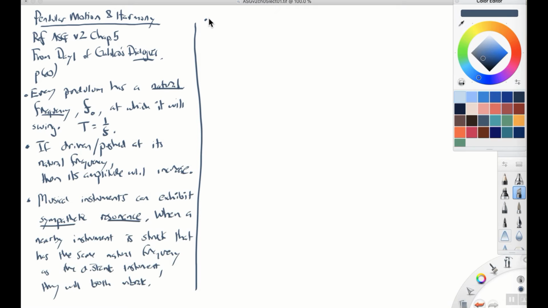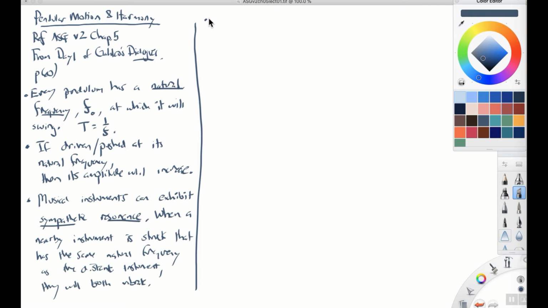Now, some of the guitar strings on the second guitar will have a different natural frequency than the frequency you're driving it at. But if one of them has the same natural frequency as the puffs of air, then that one will begin to vibrate as well because you're pushing it at just the right frequency. So those two instruments will be said to be exhibiting sympathetic resonance.